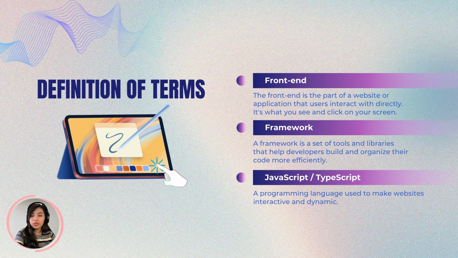Next one, we have here the framework. So it is a set of tools and code that helps developers build the parts of a website that users see and interact with. So imagine building a house. A framework is like the blueprints that provide structure and guidelines. Lastly, we have the JavaScript or the TypeScript. So JavaScript is a programming language that is commonly used to create interactive effects within web browsers.